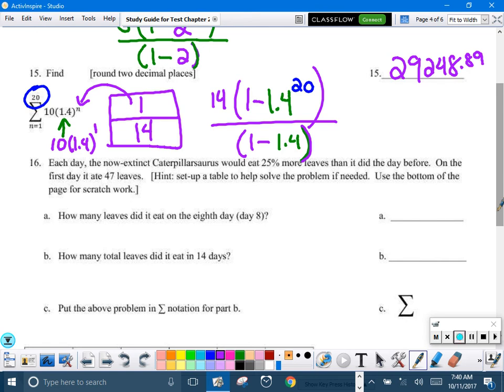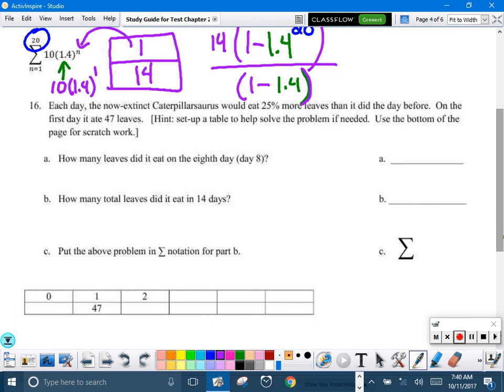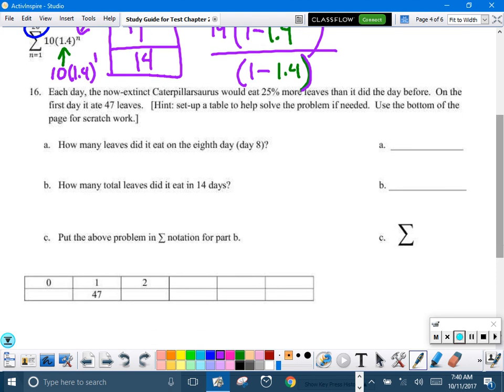Number 16. Each day, the now extinct Caterpillosaurus would eat 25% more leaves than it did the day before. On the first day, it ate 47 leaves. Hint: set up a table to solve the problem if needed. Use the bottom of the page for scratch work. All right, so the Caterpillosaurus will eat 25% more leaves than it did the day before. All right, well, first of all, the 25% is 0.25.